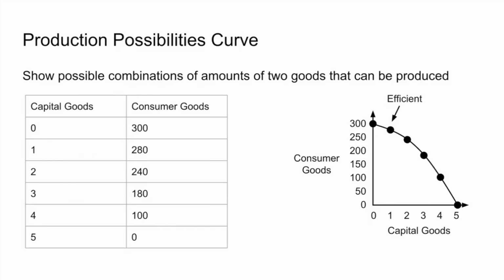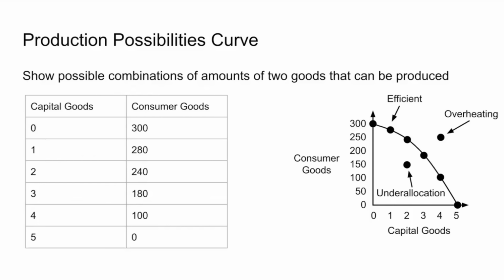If we're on a point that's on the curve, that means we're efficient. We are optimally using our resources and producing the potential amount of output that we could produce. Any point that's inside the curve, such as 2 capital goods and 150 consumer goods, is under allocation. It means that we're not allocating our resources efficiently, and we could be producing more. For example, 240 consumer goods and 2 capital goods.